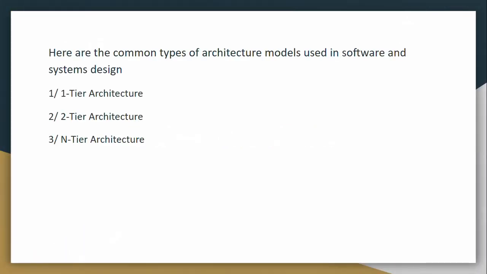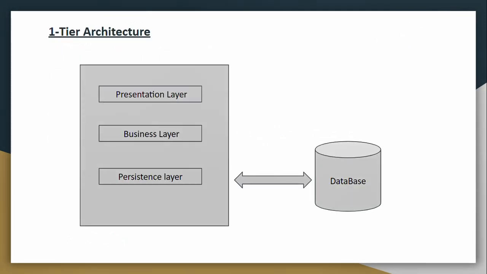I hope you are clear about the application layers. Now if you come to the types, we have three types: one tier architecture, two tier architecture, and third is three tier architecture, or n-tier architecture. Let's come to the first one, one tier architecture. Now we discussed what an application is. The application is a combination of three layers: presentation layer, business layer, persistence layer.